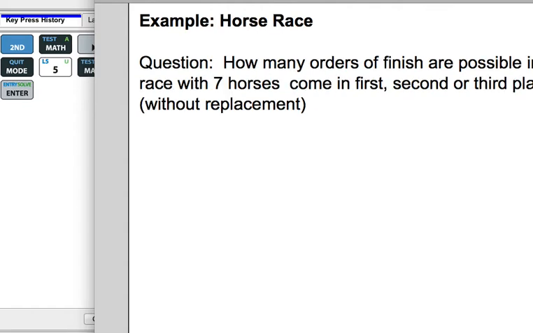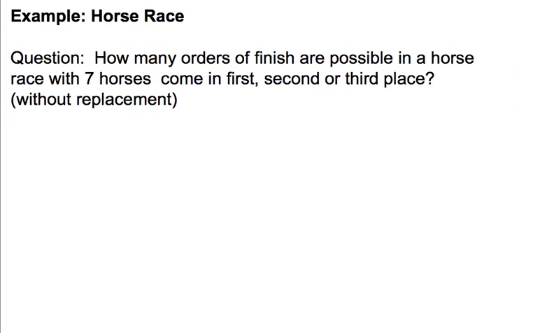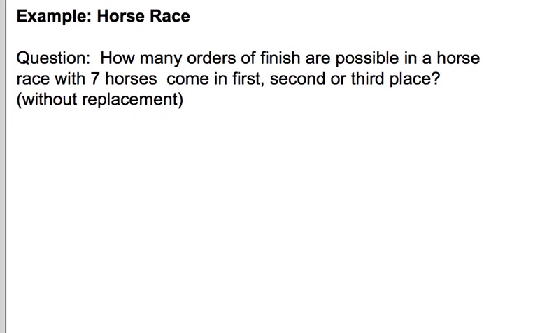All right, here's the next example. Let's say we have a horse race, and there are 7 horses starting off the race, and we want to give prizes to the 1st, 2nd, and 3rd place. So if we think about only 1st, 2nd, and 3rd place, we have 7 total horses.